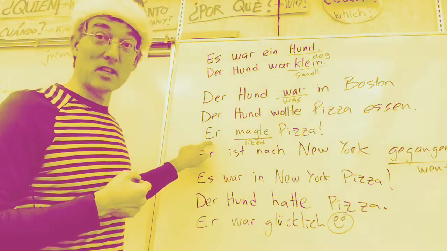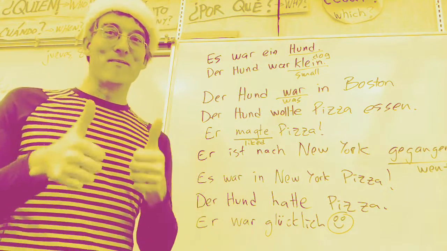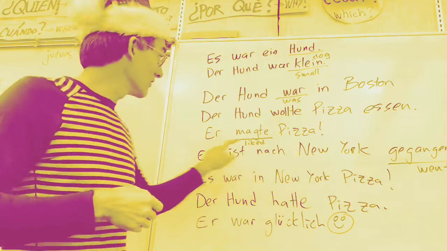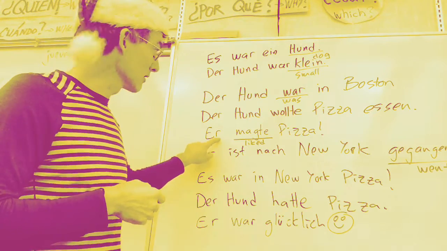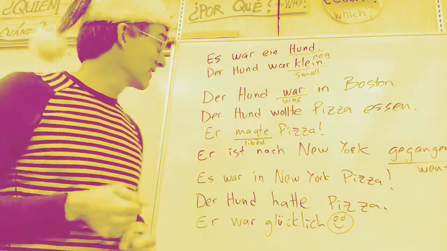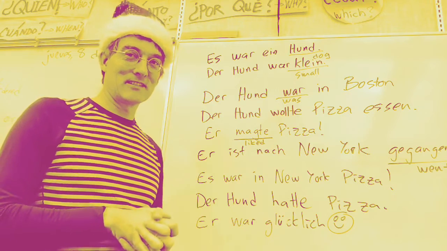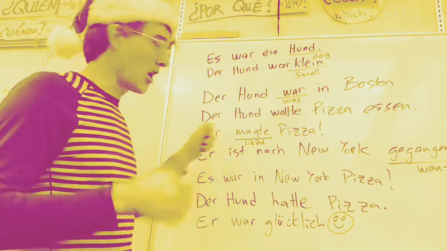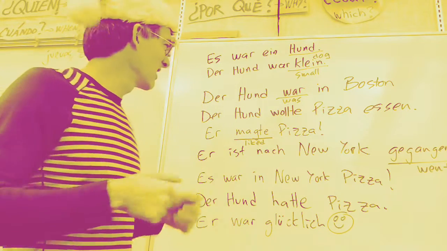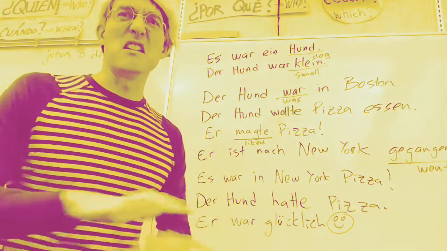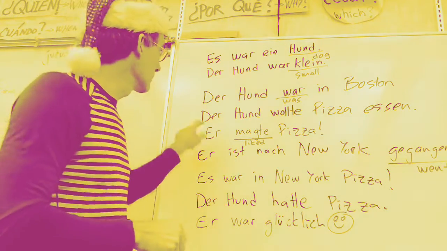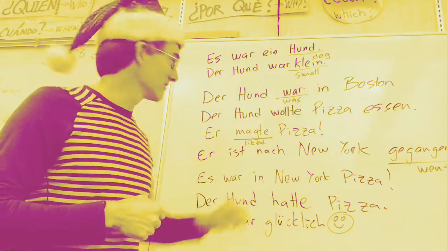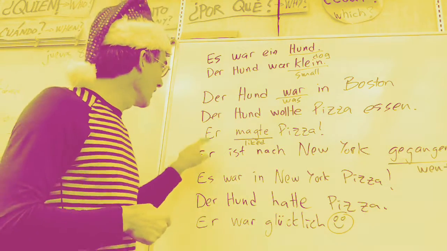He, okay, means er. Er mochte Pizza. Okay. Er mochte Pizza. Der Hund mochte Hamburger nicht. Der Hund mochte Pizza. Okay.